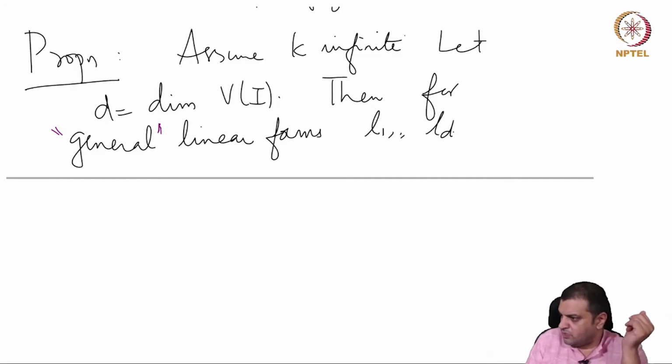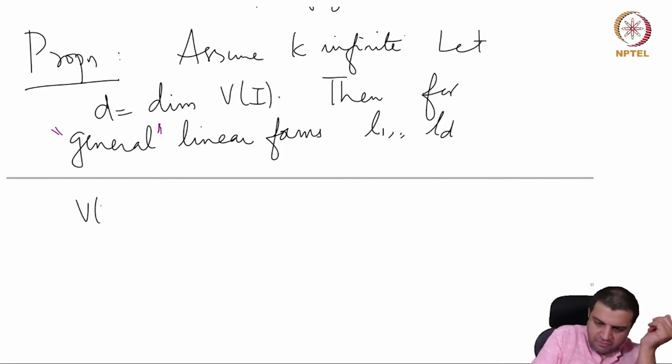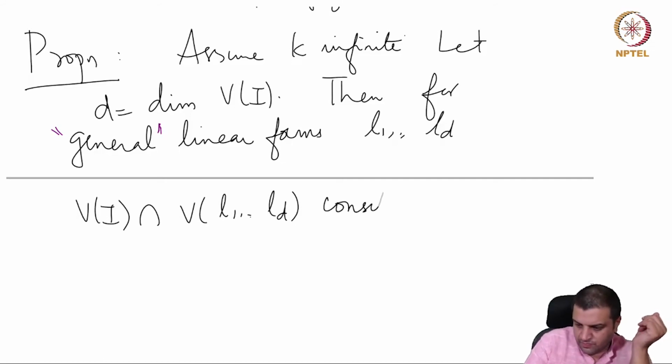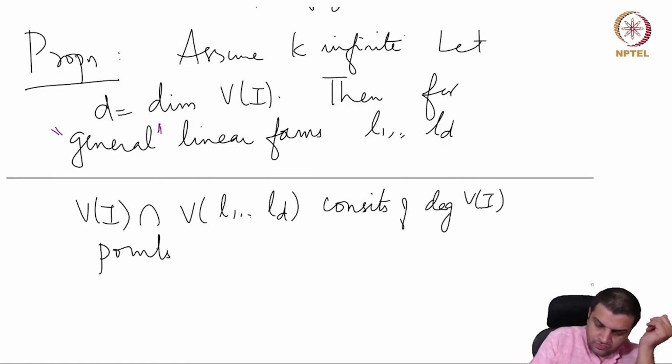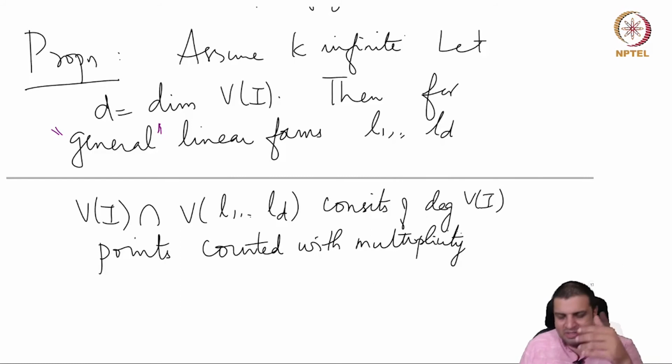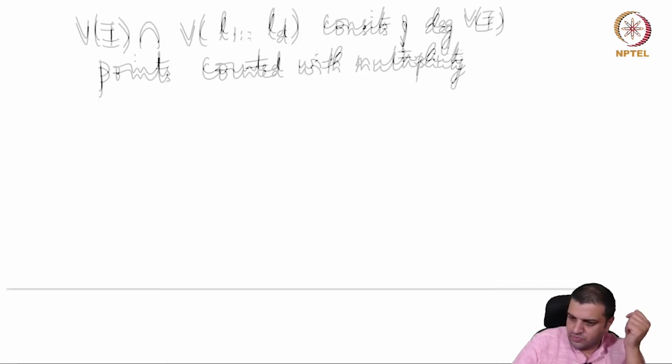V(I) intersect V(L1, ..., Ld) consists of degree V(I) points counted with multiplicity. I will explain what counting with multiplicity means once we see the proof. Okay. Proof.